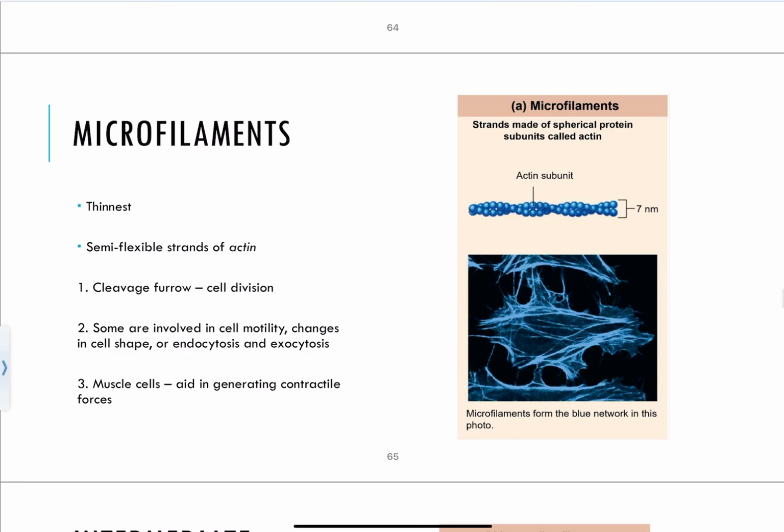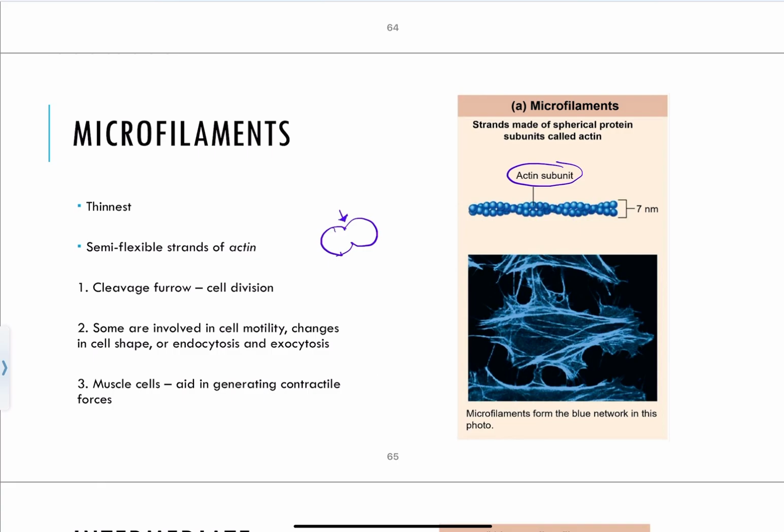So the thinnest when we're talking about diameter is going to be our microfilaments, and these are made up of a protein called actin. So each one of these blueberry looking structures over here is one actin subunit, and they polymerize to form these semi-flexible strands. Microfilaments are going to be responsible for the cleavage furrow, so the indentation in the plasma membrane. So this is a cleavage furrow right here when our cytoplasm goes to divide after we undergo replication.